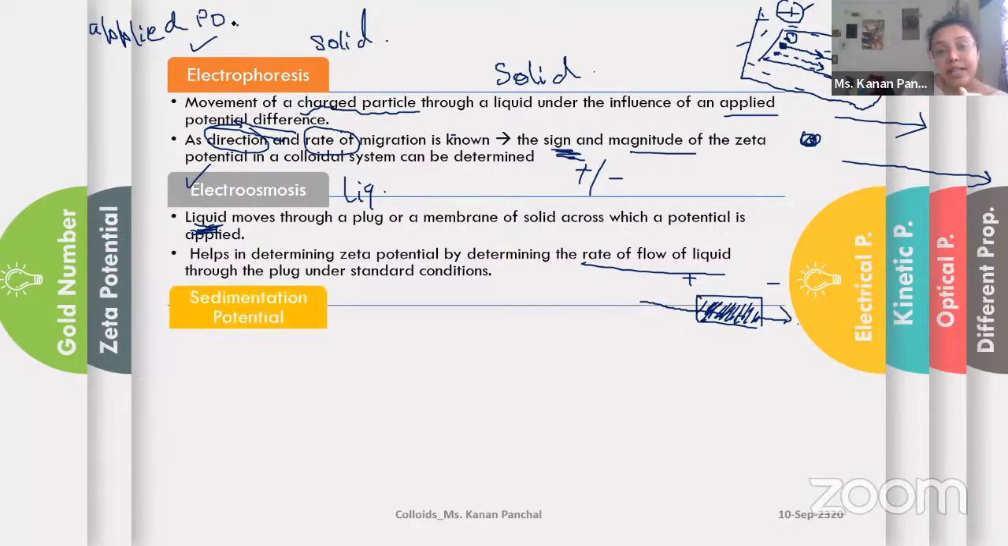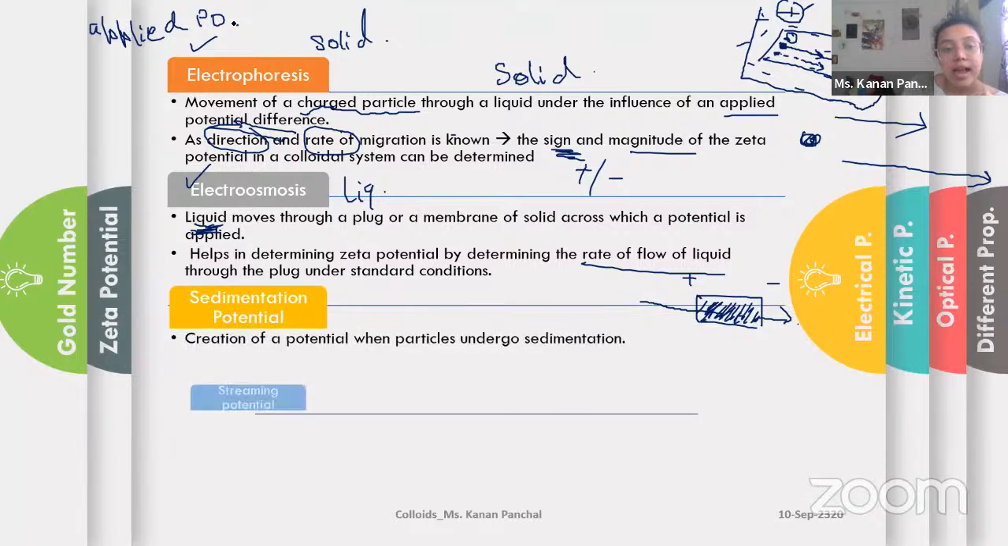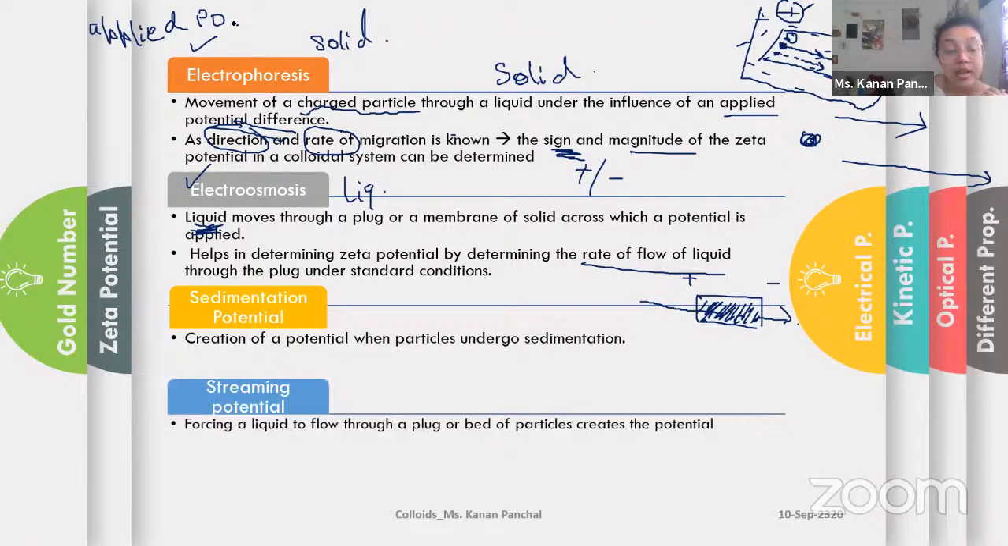Coming to sedimentation potential and streaming potential. Here it is the opposite: you are not applying anything. You are just letting the sample move, and because of their movement, a potential difference is being generated. So there is a creation of potential when particles undergo sedimentation.